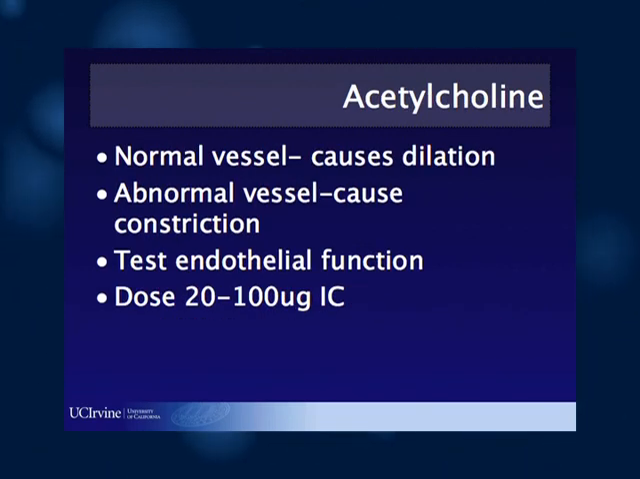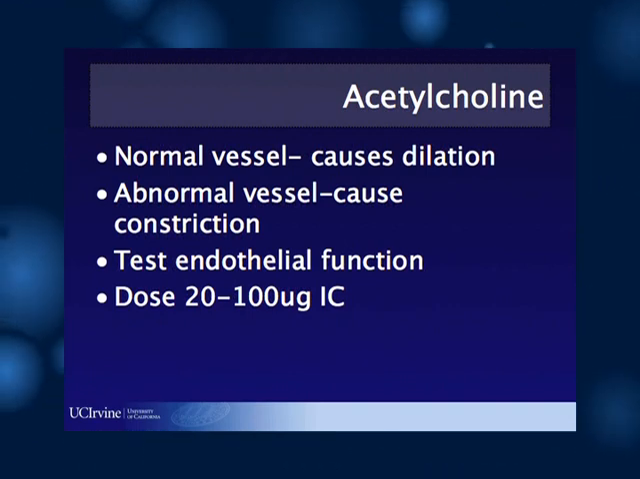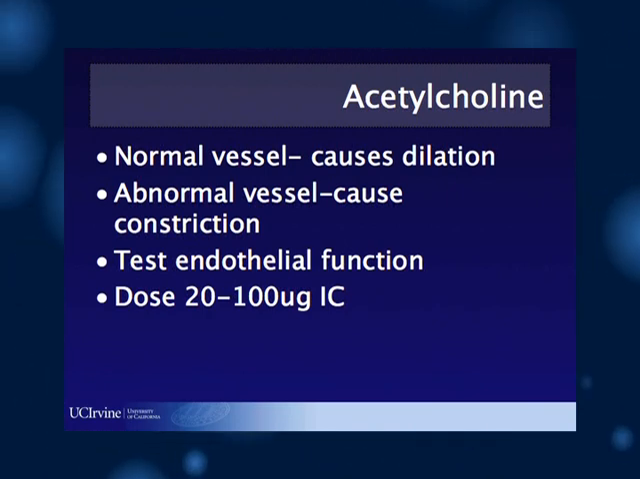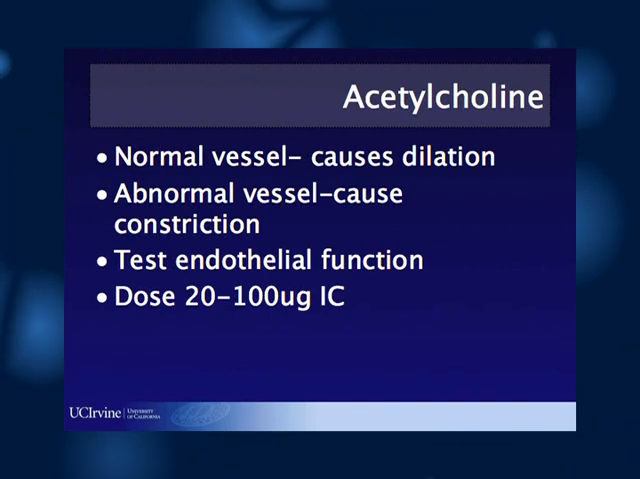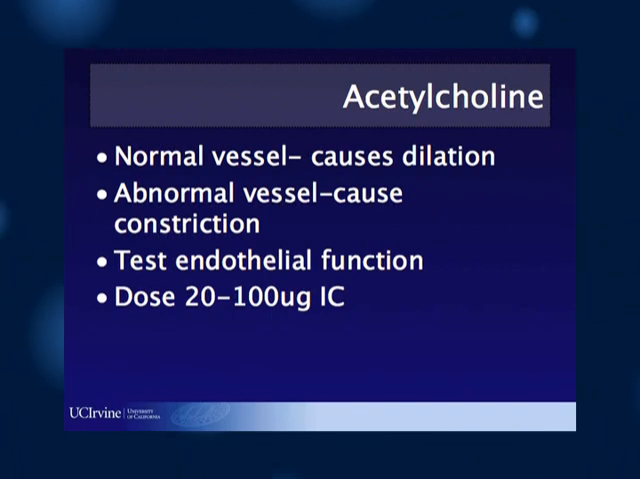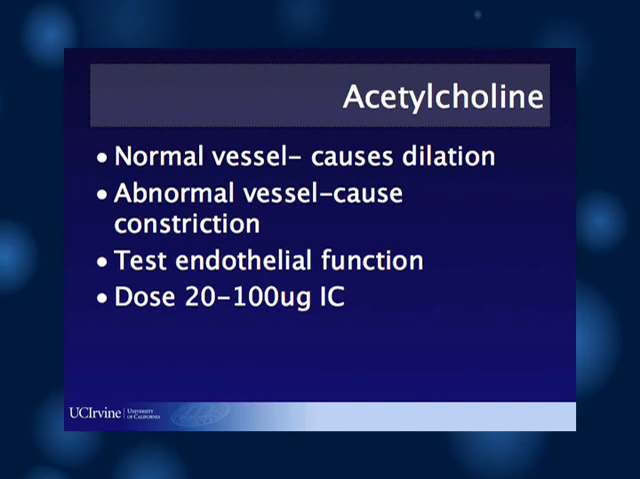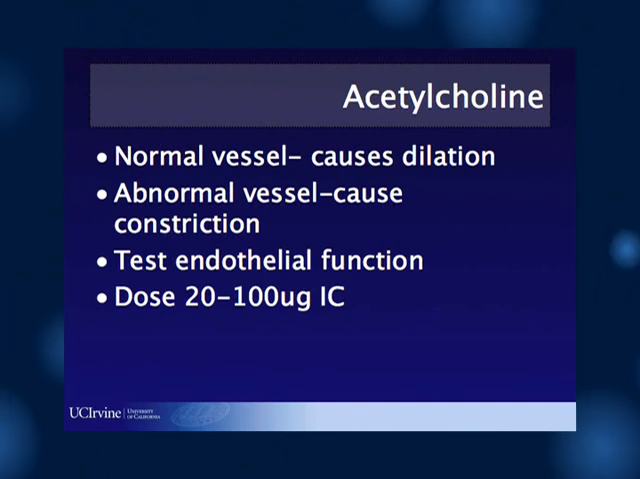Acetylcholine is a rarely used drug used to test endothelial function. It induces vasodilatation in normal arteries, that is, arteries with normal endothelial function, and causes vasoconstriction in those arteries which have abnormal endothelial function. This test of endothelial function is generally carried out under research protocols only, and the dose of 20 to 100 micrograms intracoronary is administered in an infusion mode. Acetylcholine will induce significant and severe vasoconstriction in higher doses, and it will induce coronary vasospasm in patients with a propensity for coronary vasospasm. Caution is needed when using this drug.